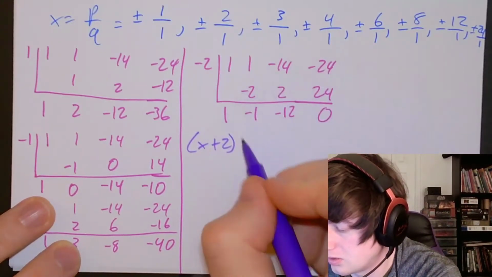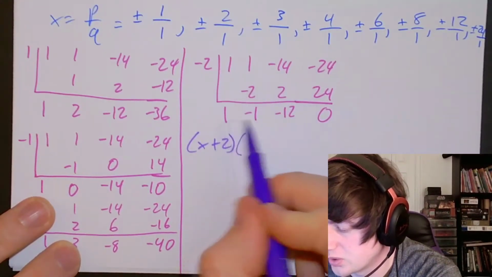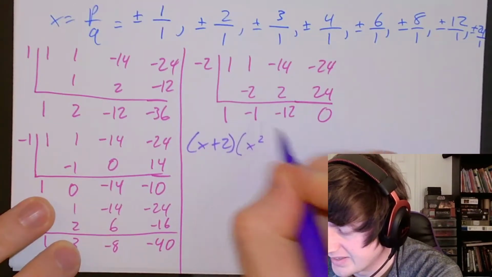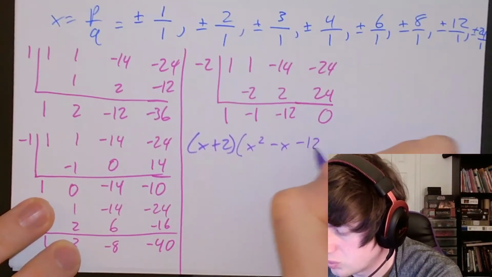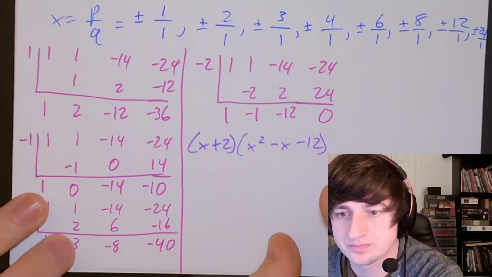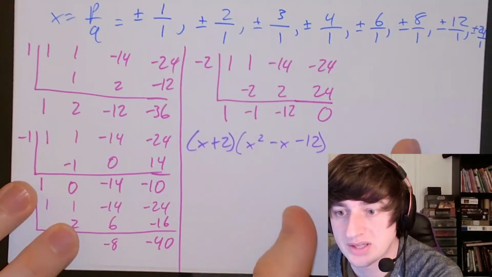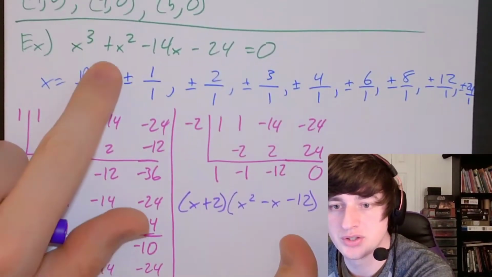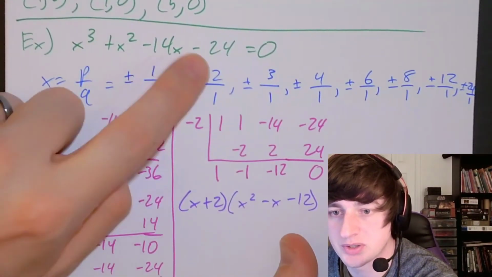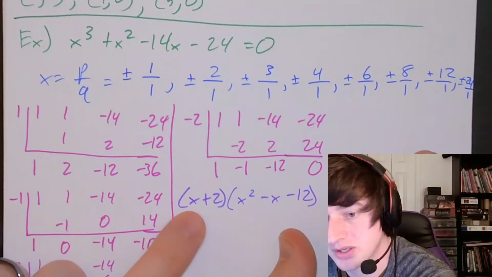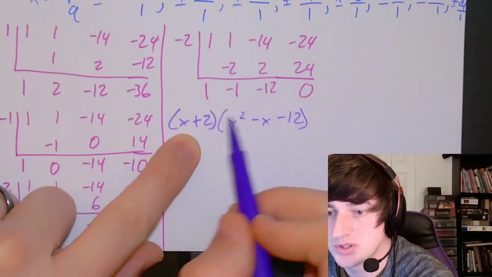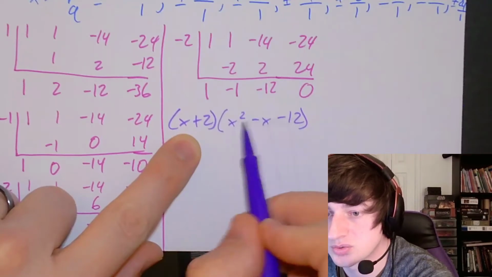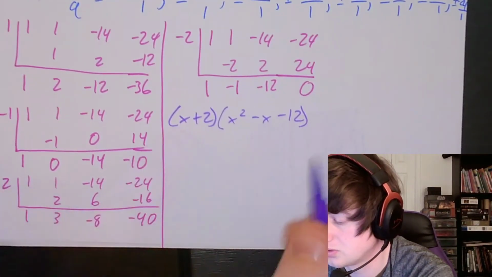And then we factor with x squared minus x minus 12. Okay, so that's our original problem factored. That's our x cubed plus x squared minus 14x minus 24 factored. We factored out the x plus 2. And now we just need to factor this x squared minus x minus 12.